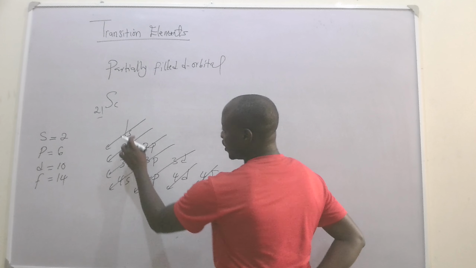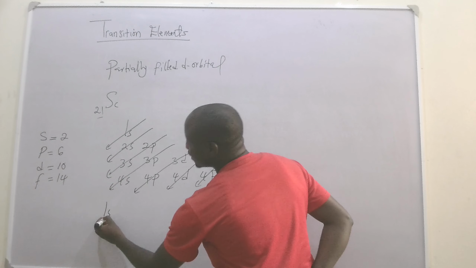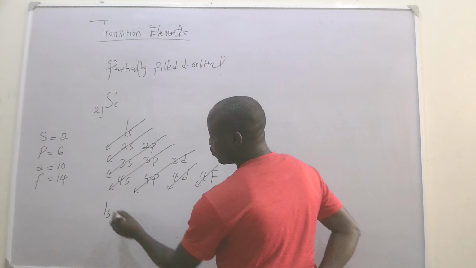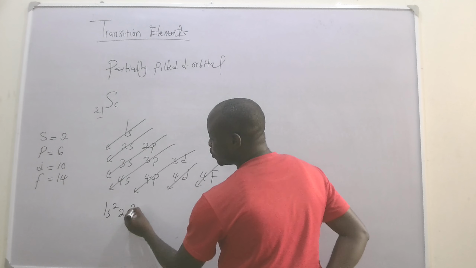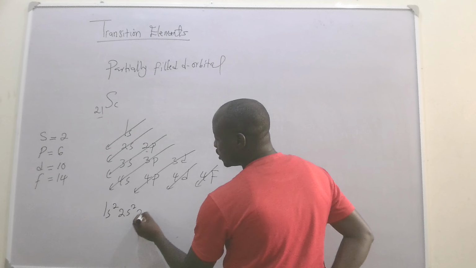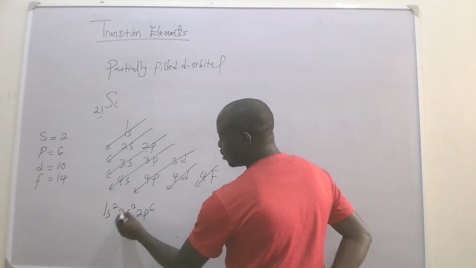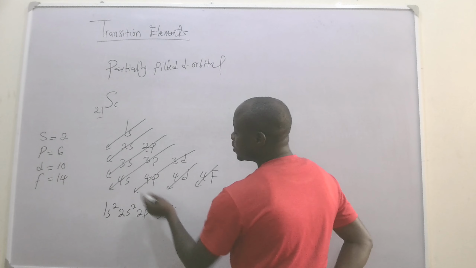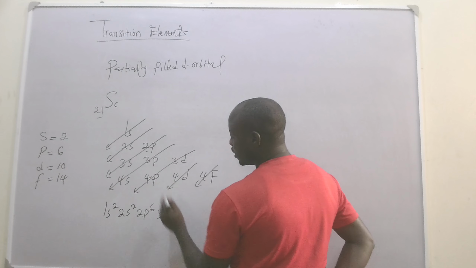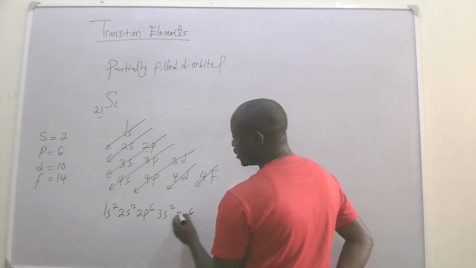So now we are starting with 1s. 1s accommodates a maximum of 2 electrons, so we add 2 electrons. Followed by 2s, so we have 2s2, then we have 2p. p accommodates 6, so we have 2p6. And then the next one is 3s2. And after 3s2, the next one is 3p6.